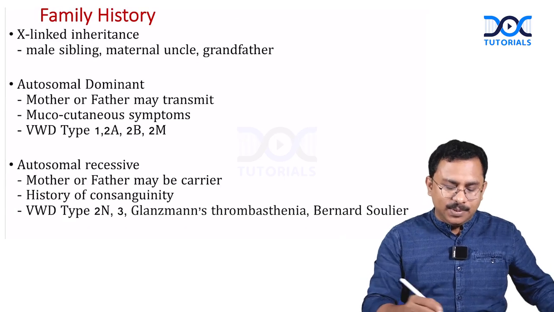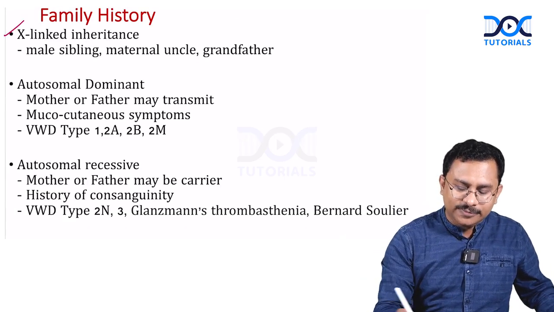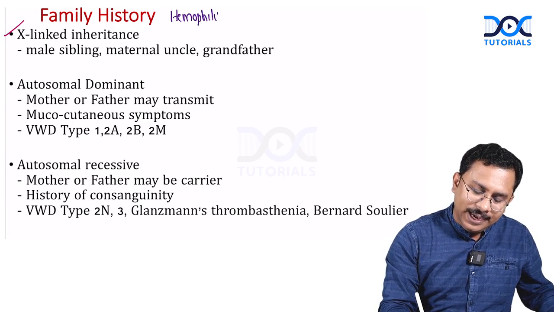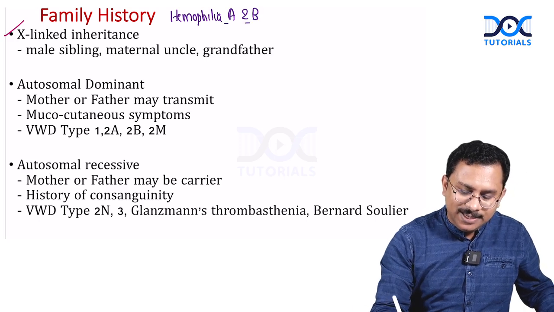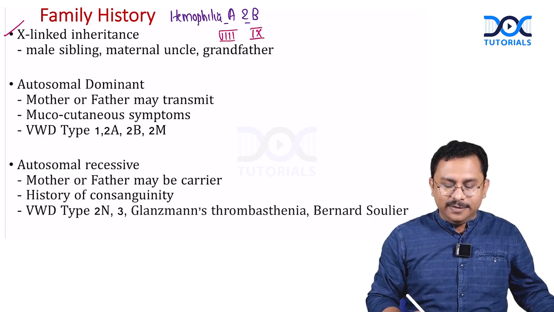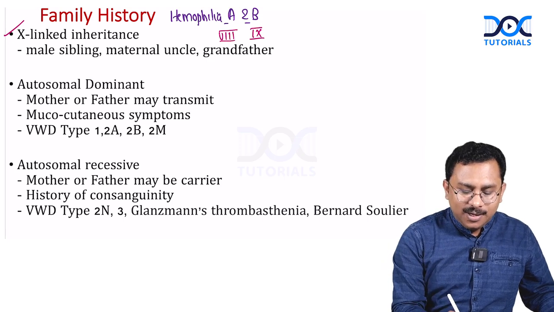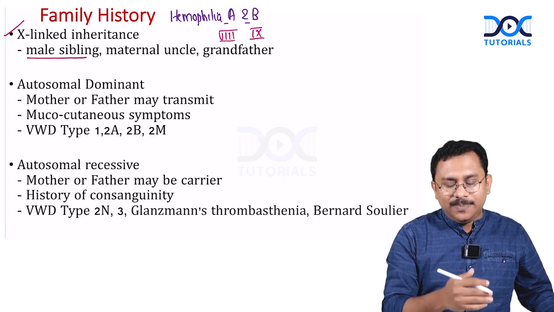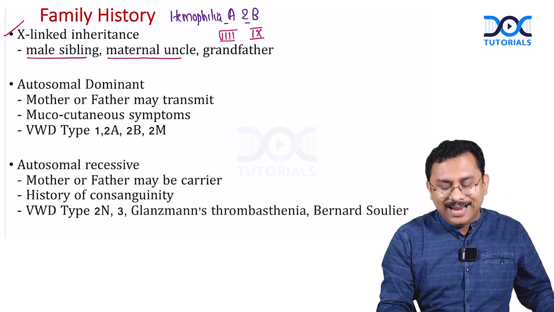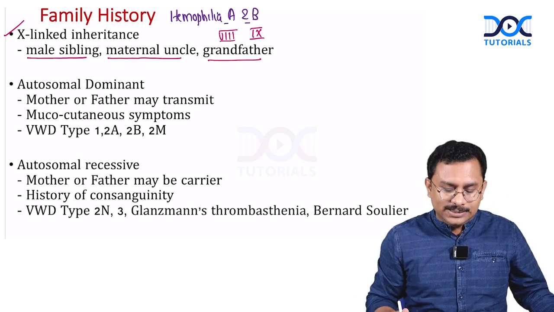Now let's take, for example, X-linked inheritance, for example, hemophilia A and B. They have an X-linked pattern of inheritance, hemophilia A because of a factor 8 defect, hemophilia B because of a factor 9 defect. So here you will have predominantly, along with the patient, a male sibling affected, or maybe a maternal uncle, grandfather. It's commonly in males.